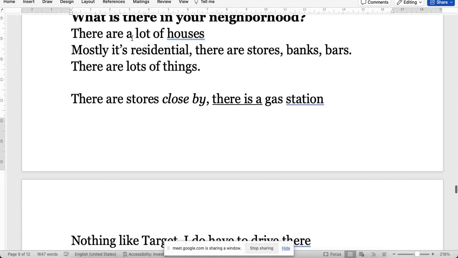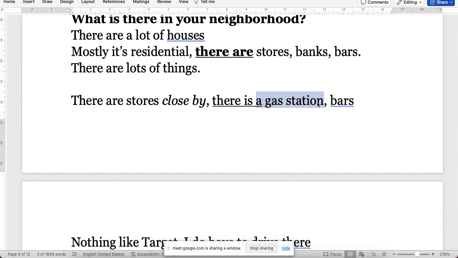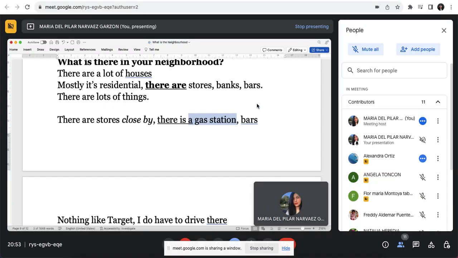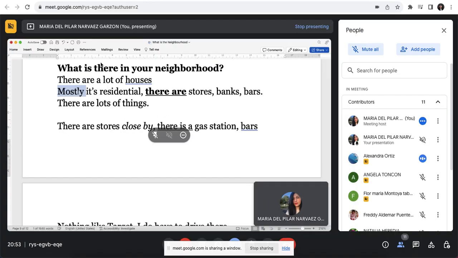Mostly it's residential. There are a lot of houses. There are stores. Decimos there are para decir que hay varias cosas. Stores, banks, bars. Si yo digo there is a gas station y después digo bars, estaría bien, porque la primera está hablando de una sola. Una pregunta: ese mostly it's residential, ¿es más residencial? Mostly es la mayoría. La mayoría es residencial. Sí, mostly, mayormente en este caso.